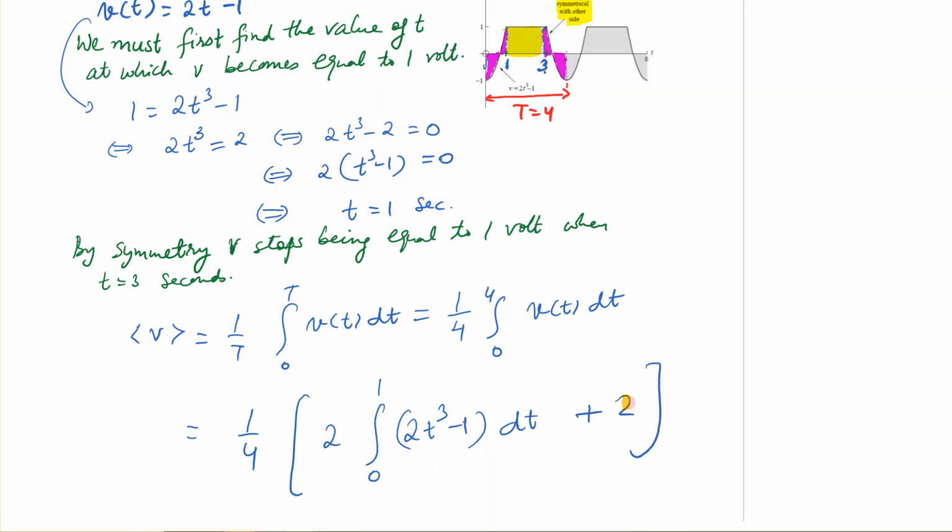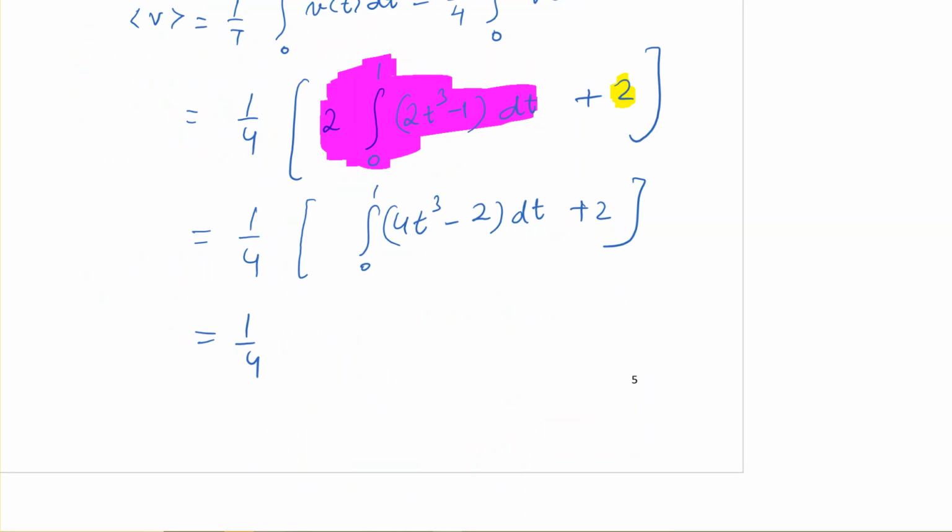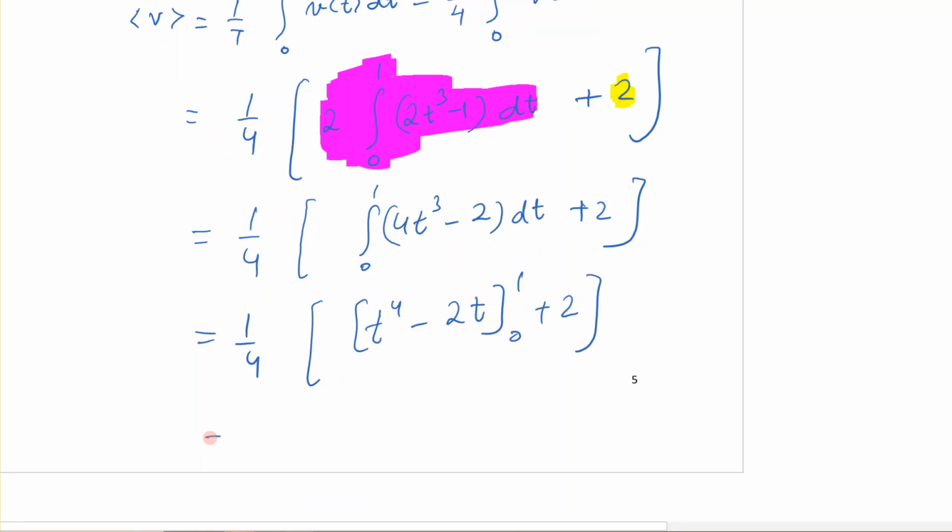So in case you're wondering, this is my yellow area and this is my pink area. So twice the pink area from 0 to 1. That accommodates the areas from 0 to 1 and 3 to 4. Thus, when we take the integral, we get t to the 4 minus 2t, from 0 to 1, plus 2. And putting in the lower and upper limits, we get 0.25 volts. So that is the average of our voltage function.